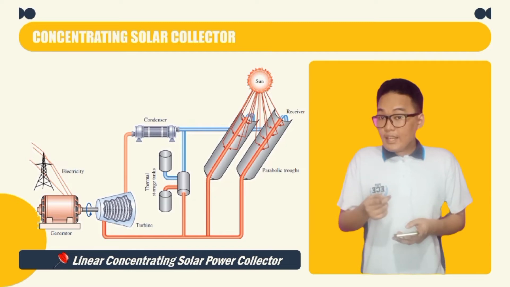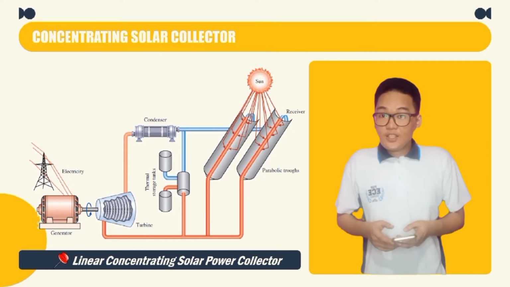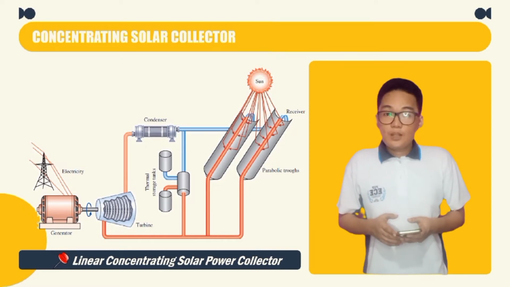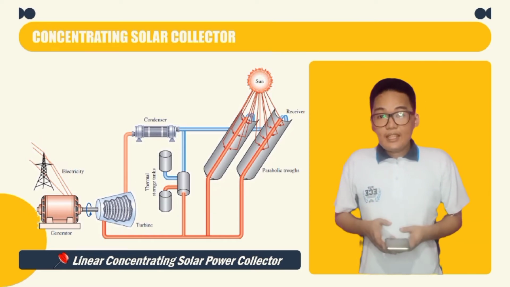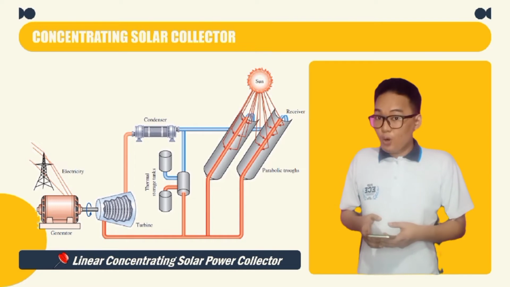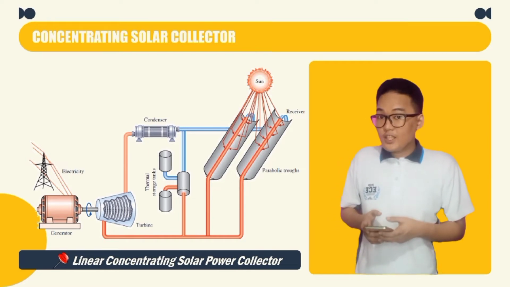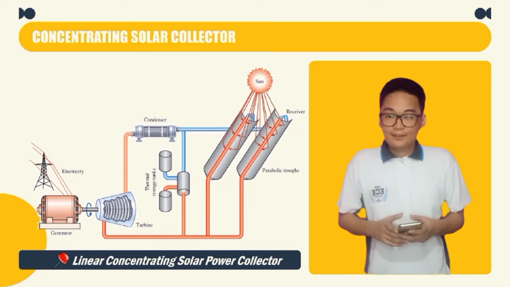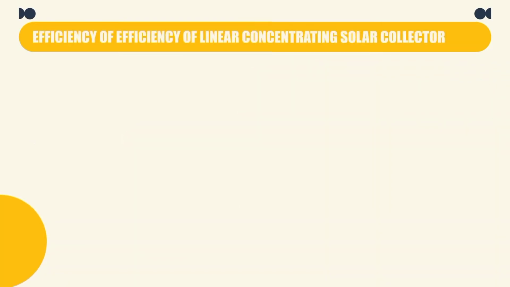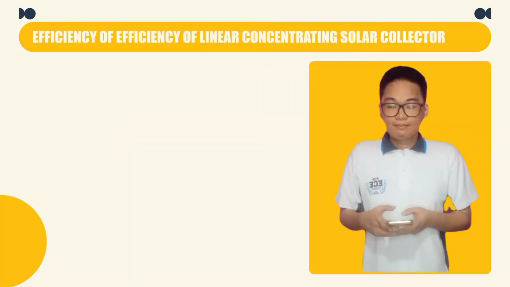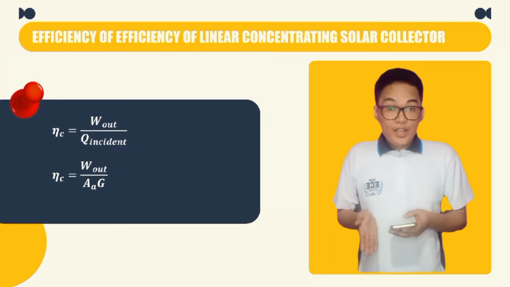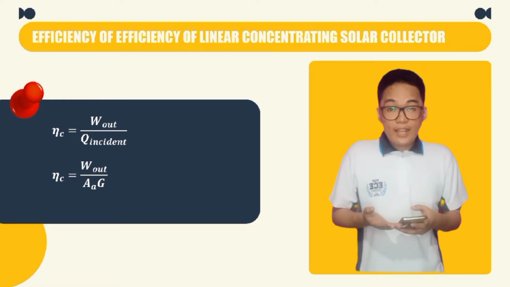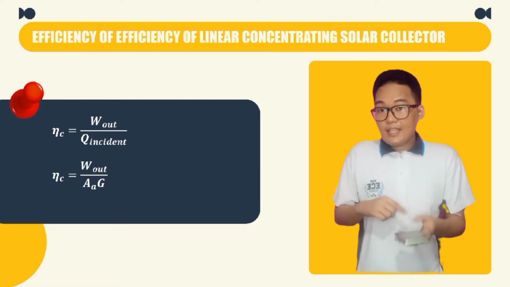Now, what you are seeing on the screen is a linear concentrating solar power collector. A linear concentrating solar power collector is basically a large number of parallel rows of parabolic trough concentrators that are used to direct or to collect solar heat. Mathematically, the efficiency of a linear concentrating solar power collector is expressed as seen on the screen.